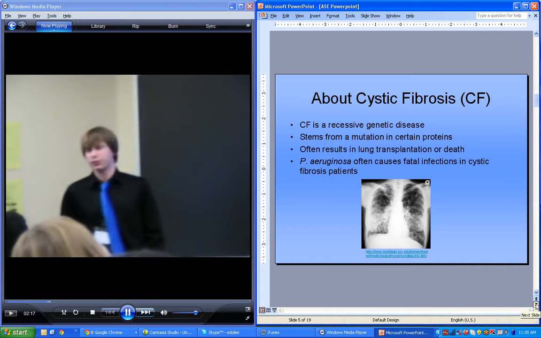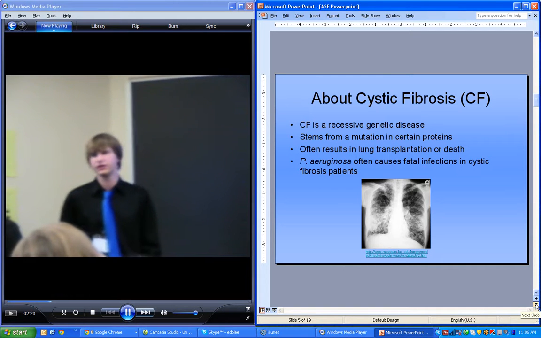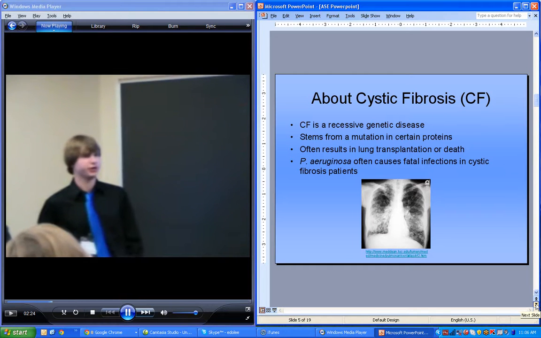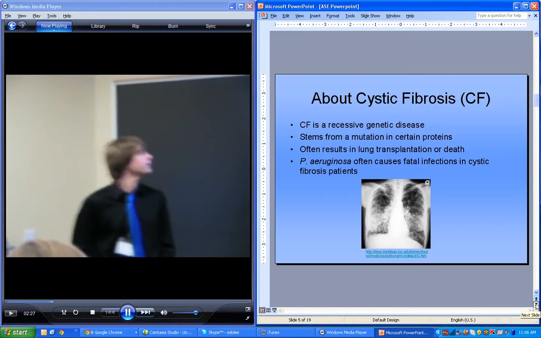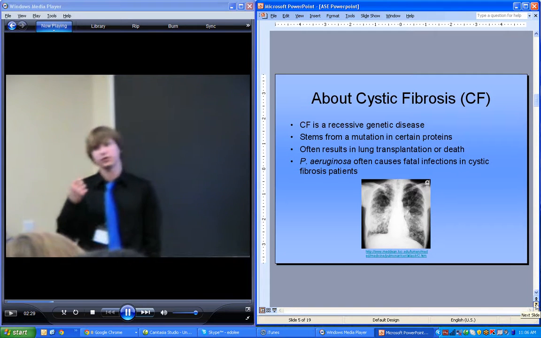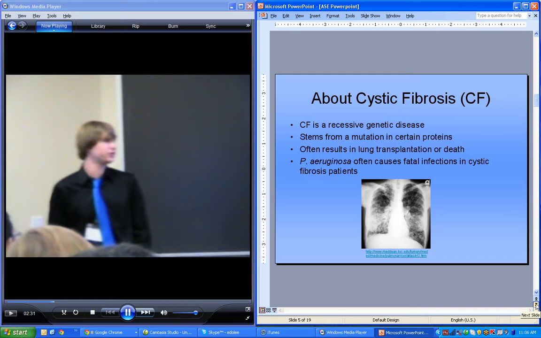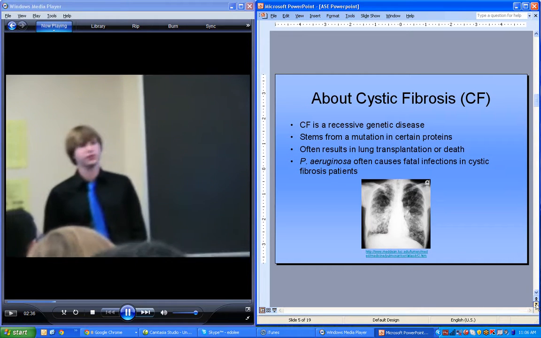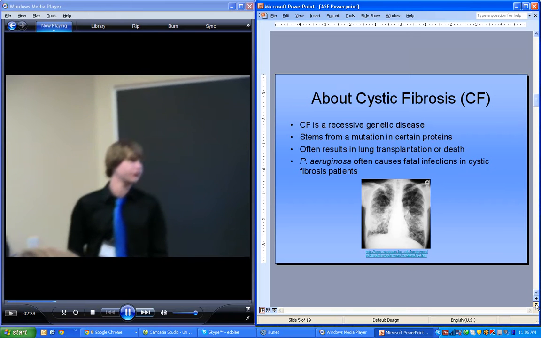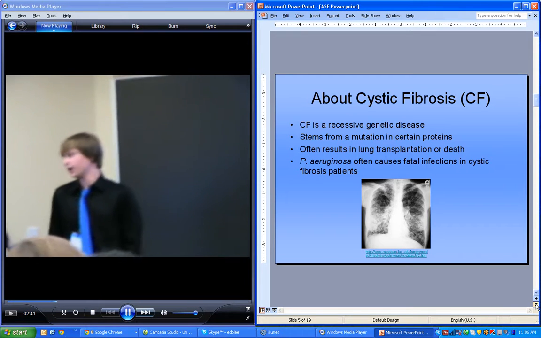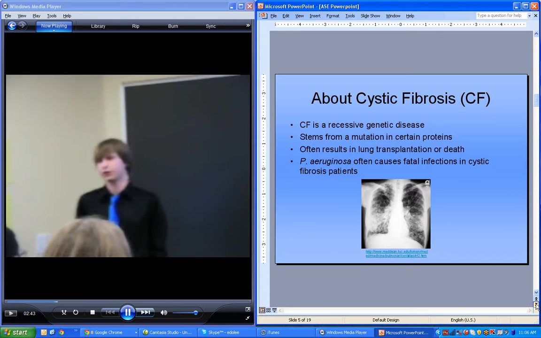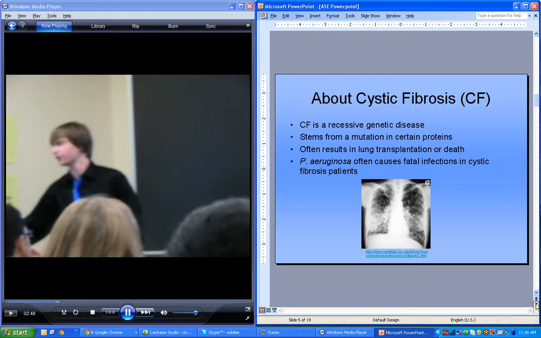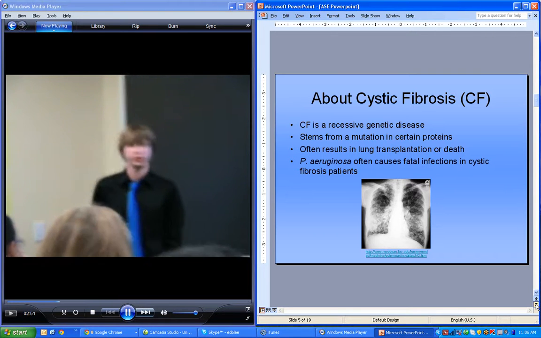And a little bit about cystic fibrosis. It's a recessive genetic disease, caused by a mutation in important proteins that regulate the production of mucus and sweat. Most people have at least one working copy of this protein, but in people with cystic fibrosis, both copies are mutated. Because cystic fibrosis is incurable, it often results in lung transplantation or death for the patient. And Pseudomonas aeruginosa is related to cystic fibrosis in that it causes fatal infections, which are very difficult to get rid of once they've been established for a long period of time.